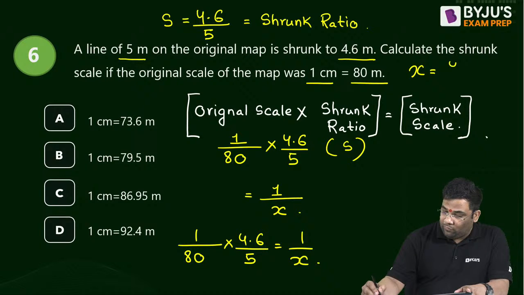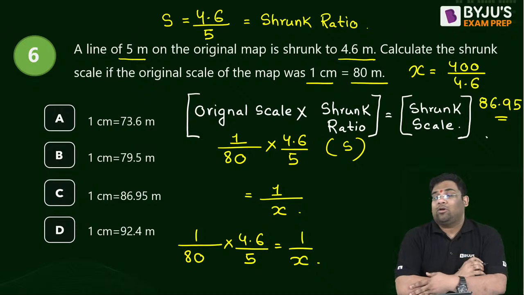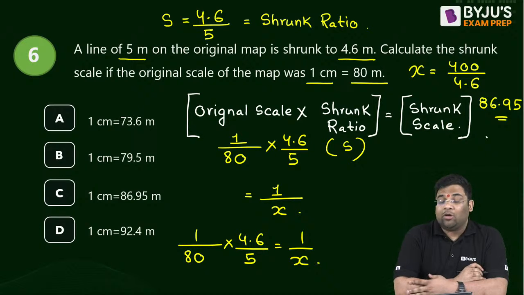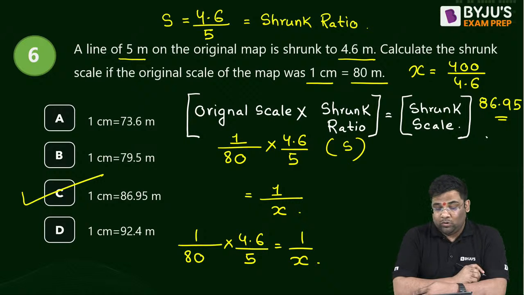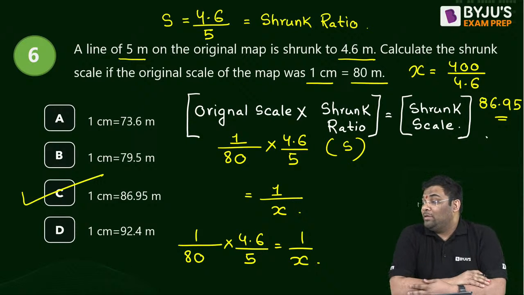The x value will be 400 divided by 4.6. If you do this, you will get 86.95. Are you getting this value or not? Yes or no? Understood? So what is the right answer? The right answer is 1 centimeter is to 86.95.